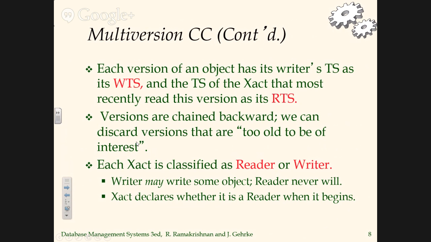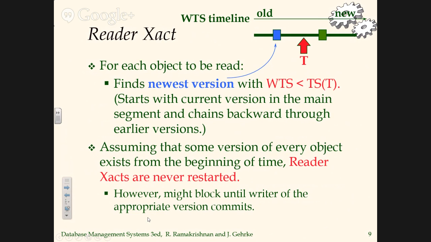Now, you can classify transactions as readers or writers. The writer may write some object and the reader never will, and you have to declare in the beginning whether it's a reader. The reason for this is that for readers, you do something slightly simpler. When you're a reader and you need to read an object, you find the newest version with the right timestamp smaller than your timestamp. So you just go back in the chain. Remember, you have some lists and you find, okay, this version is the newest version that was in effect when I started.